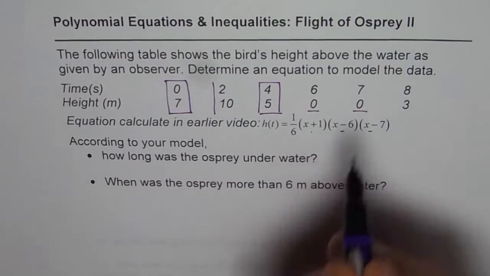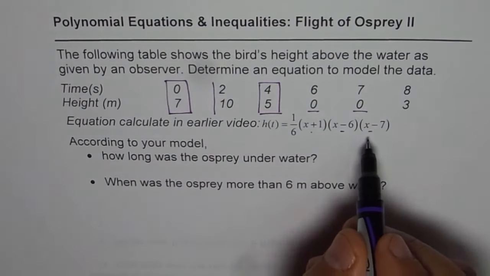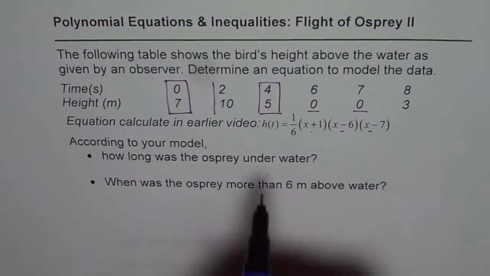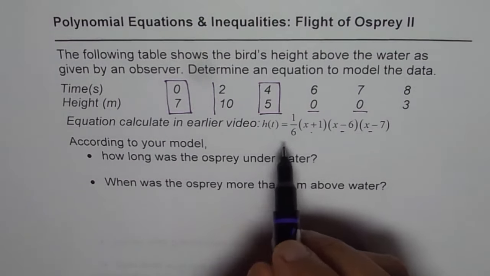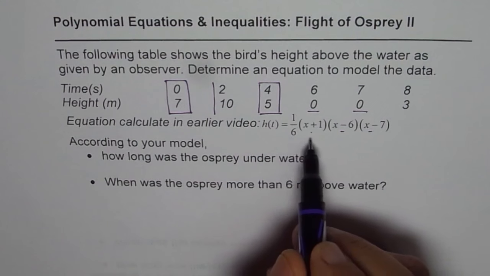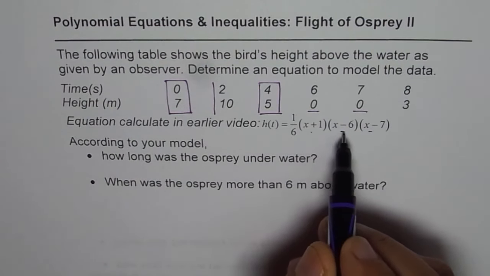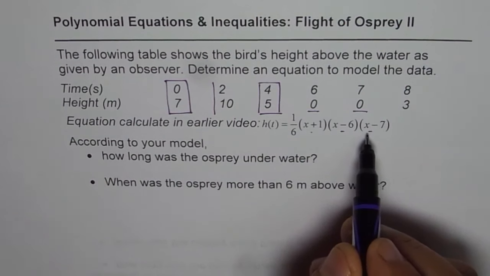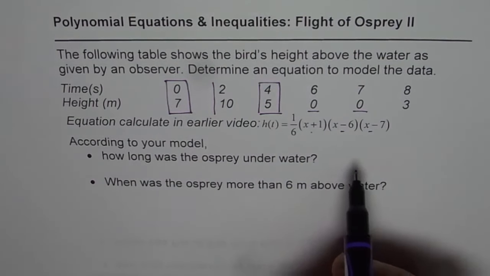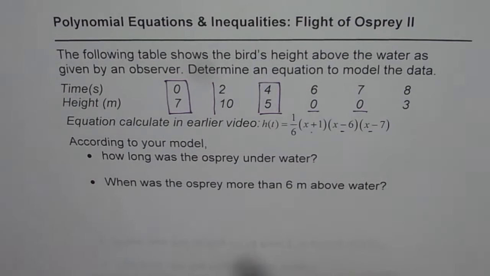So from these 4 points, we got a polynomial of degree 3, the cubic equation, and h of t is calculated as 1 over 6 times x plus 1 times x minus 6 times x minus 7. Now we'll utilize this model in answering other questions.